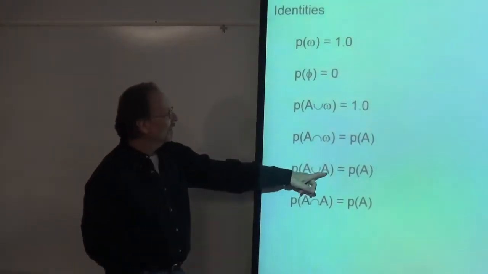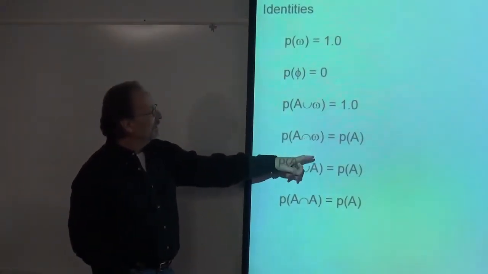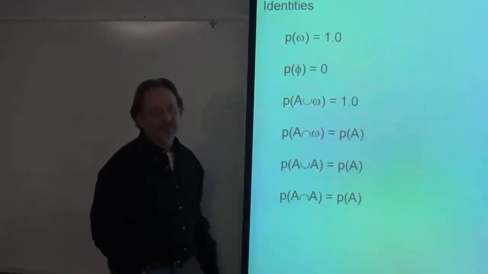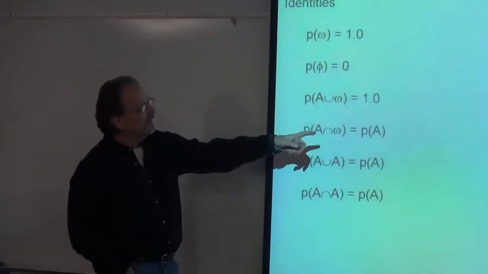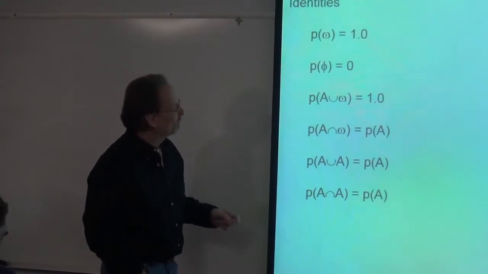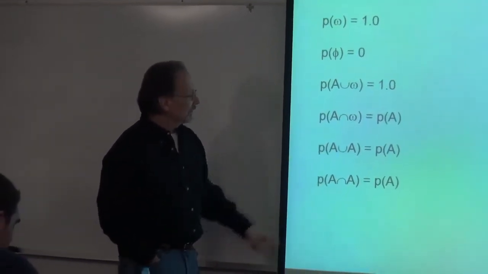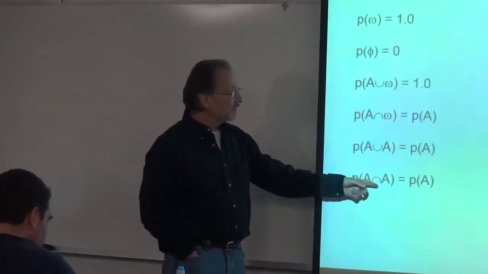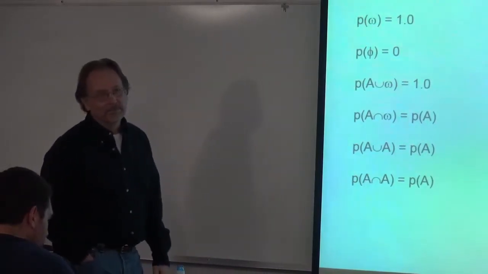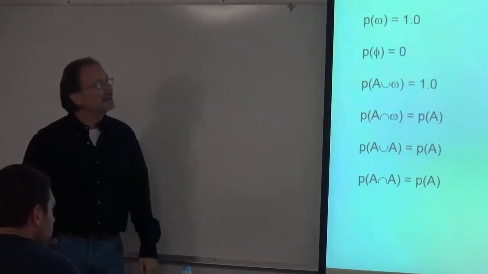If I take anything in intersection with the universe, it will be itself. So A intersect with the universe is A, B intersect with the universe is B, and C intersect with the universe is C. If I take anything in union with itself, it's just the probability of that set. Anything in intersection with itself is the probability of that set. Right? Those are just some identities to keep in mind. Does everybody understand each one of those, how we get those results? Okay.